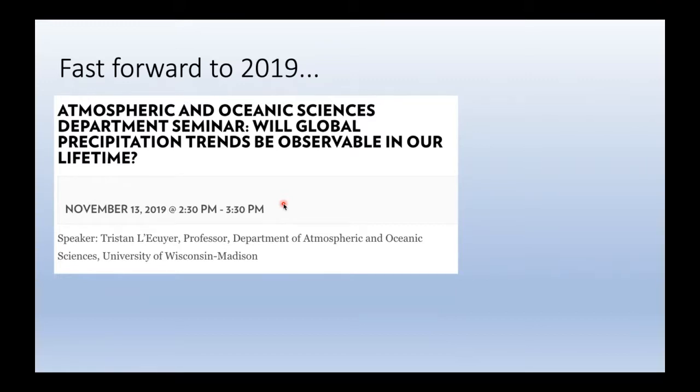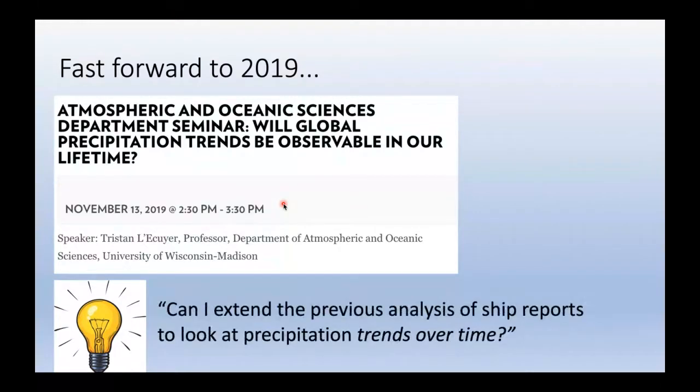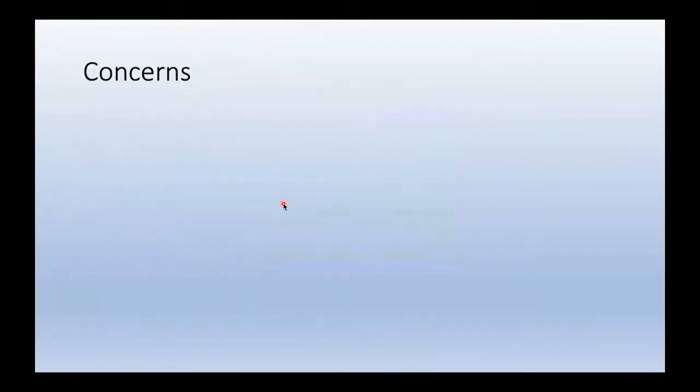But then I had kind of a brilliant, not brilliant, but the bright idea that maybe I could go back and revisit the ship reports and see whether there's an opportunity to do what I had not done before, which was to look at trends. So I asked myself the question, can I take the previous analysis of ship reports and look at precipitation frequency trends over time? Now, it may sound like an obvious thing to do, but it's not quite as easy, because there's a couple of really important concerns.